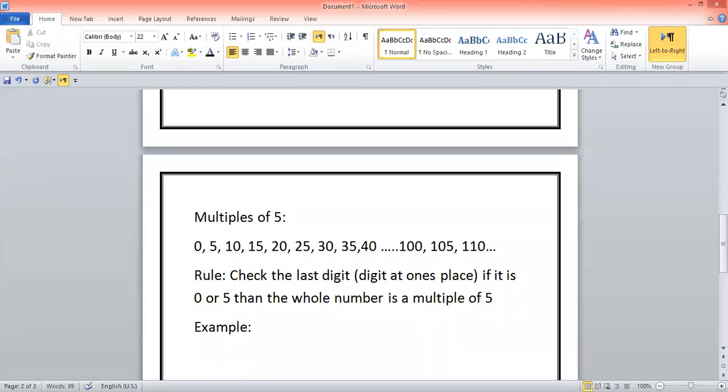Let's suppose this is 955. So 5 is the last digit, or 5 is the digit which is at ones place. So I will check, is it 5 or 0? If it is 0 or 5, then the whole number is a multiple of 5. Because it is 5, it is a multiple of 5.